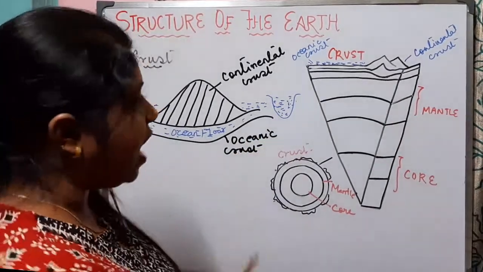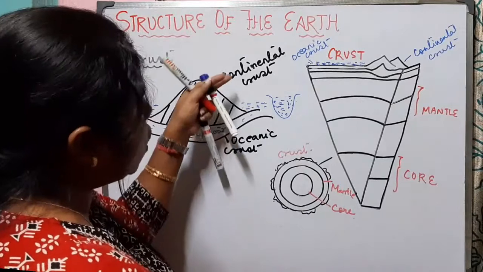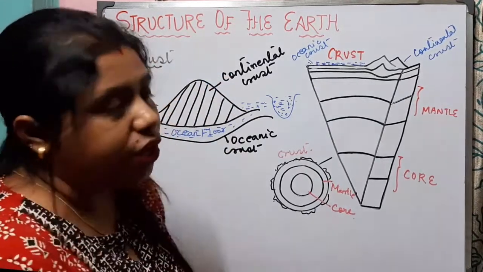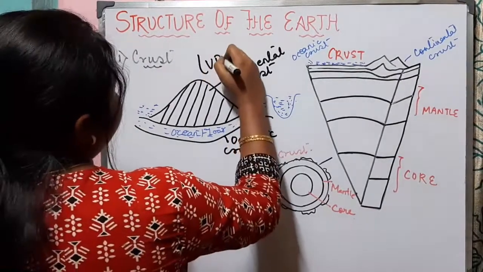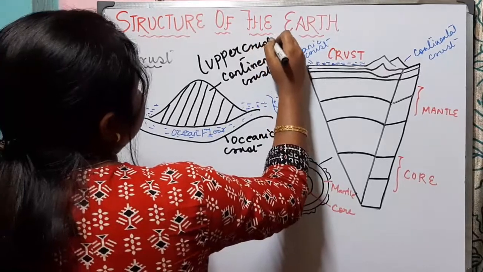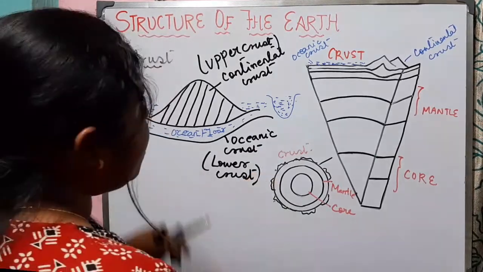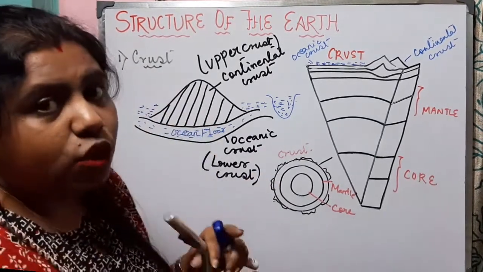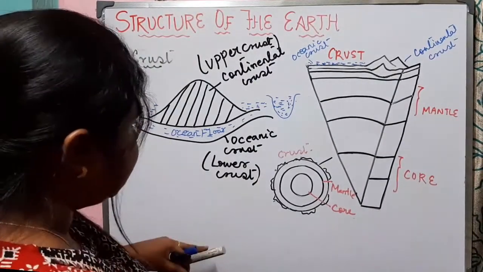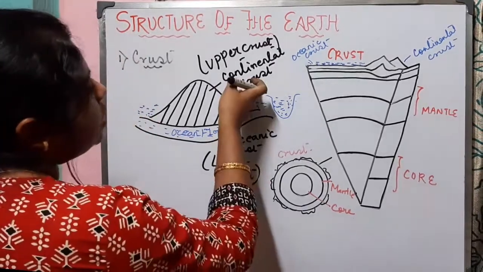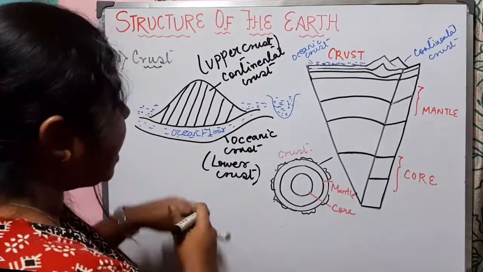As we have understood now, the continents, being lighter, rest upon the ocean. That means the continental crust rests upon the oceanic crust. So this is the continental crust and this is the oceanic crust. This is also known as the upper crust and this is the lower crust. Now we understood that the continental crust is lighter in density and the oceanic crust is heavier in density.